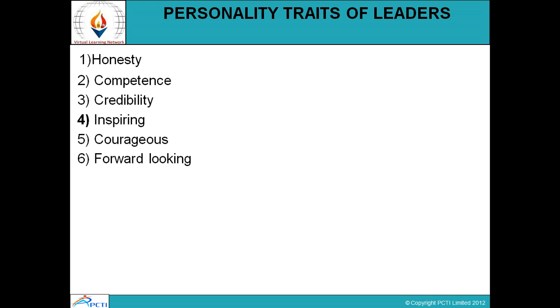Now let us discuss some personality traits of leaders. What are the traits that are supposed to be there in a leader? The first thing is honesty. Second is competence. Third is credibility, then inspiring, courageous, and forward looking. The leader should have all these 6 parameters to be a leader. If everything is there and honesty is missing, that leader cannot be a good leader. Right? So, all these things are important to be a leader.